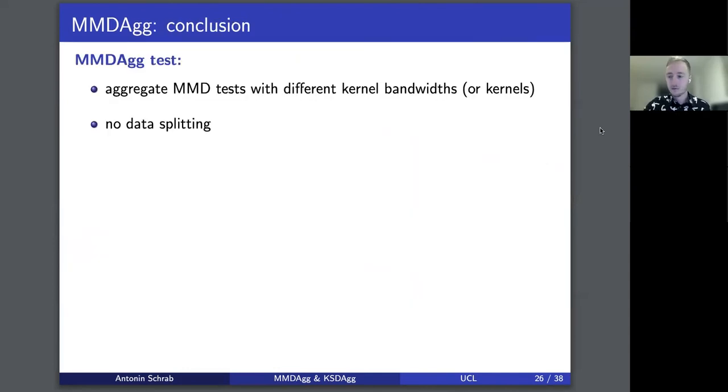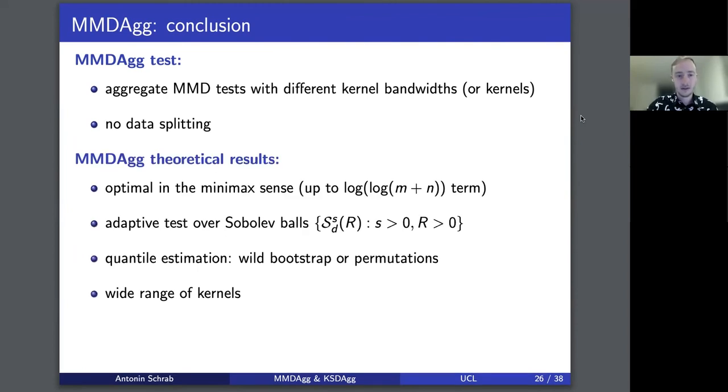So as a conclusion for MMD, we propose an aggregated MMD test with different kernel bandwidths. Right now I've talked only about different kernel bandwidths, but actually the whole procedure works for different kernels. They don't need to be a fixed kernel where we vary only the bandwidth. However, the theoretical results are really for bandwidth selection. This test does not use data splitting.